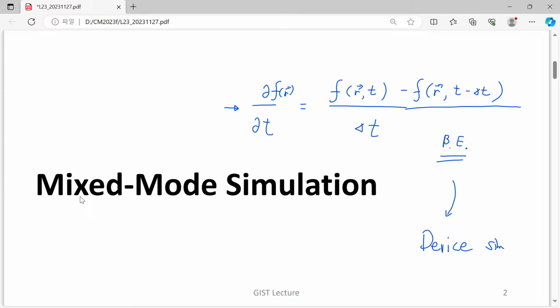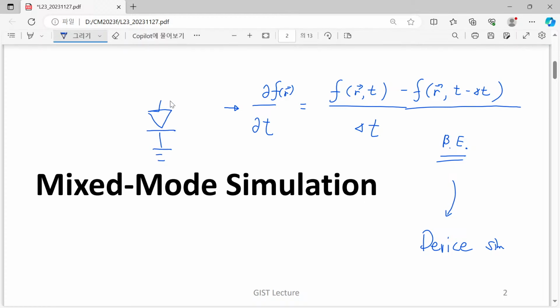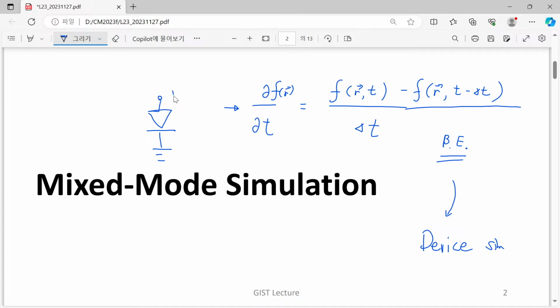our interest is not just laid on the time dependent operation of a single MOSFET. For example, let's say this one. Here we have an input voltage, and now we have a certain output current. If we are interested in those kinds of situations, then yes, we can easily perform the time derivative.